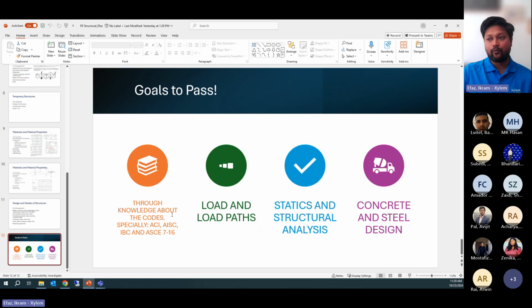So you have to have a thorough knowledge about the codes, especially the ACI, AISC, IBC, and ASCE 7-16. You have to know the loads and load paths. You have to know statics and structural analysis. And finally, concrete and steel design. If you have a very good idea about this, you are going to pass the PE exam. But you have to work a little bit hard.